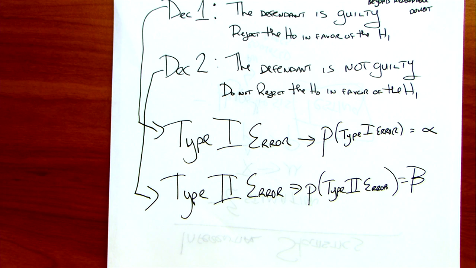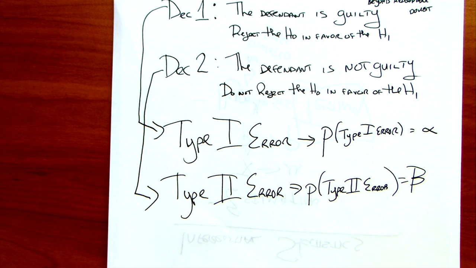And in a criminal trial, if we've committed a type 2 error, what have we done? Right. We said not guilty. We didn't find them innocent. We said not guilty when really they were guilty, right? So that's a type 2 error.